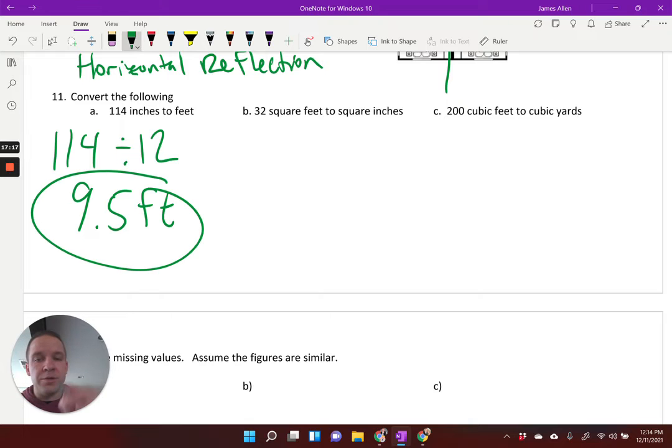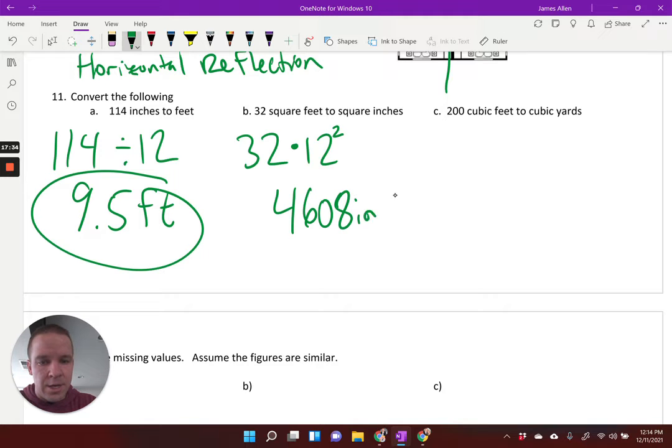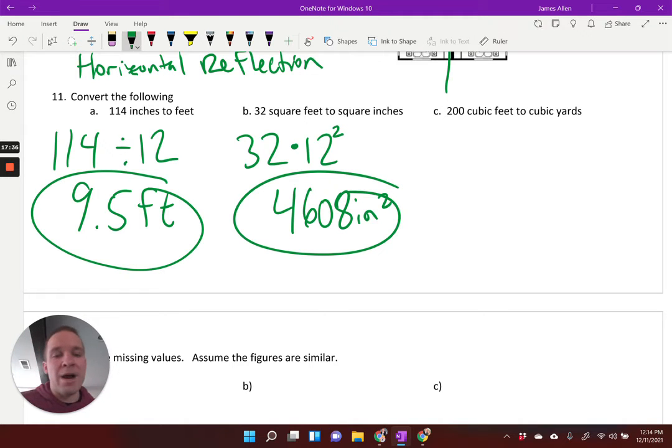All right. 32 square feet to square inches. It's going to be a bigger number. I need to multiply by 12 squared because it's area. So 32 times 12 squared, or 144, gives me 4,608 square inches.